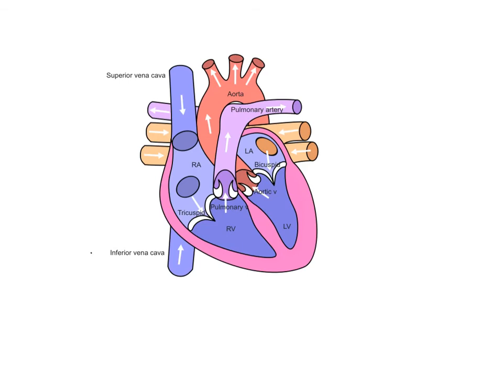The pulmonary artery, which we have here, carries deoxygenated blood from the right ventricle to the lungs. So deoxygenated blood will be in here. It will go through the pulmonary valve into the pulmonary artery, and then that will go up to the lungs. And obviously that is where it will get oxygenated.